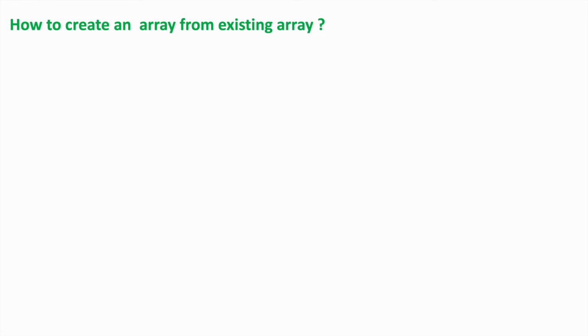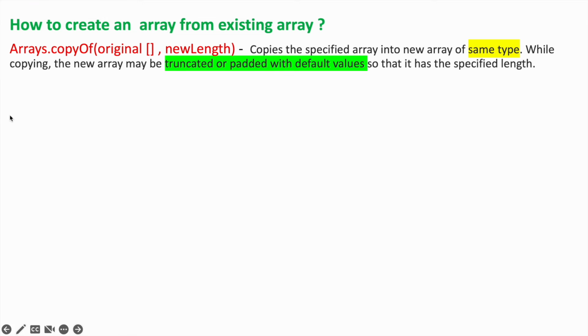So if anybody asks how can you create a new array from an existing array, we can say by using these two methods. In the Arrays.copyOf method, the first argument will be the original array, whatever the existing array, and the second argument will be the size of the new array, the array object you want to create with the size you are specifying. What this method does is copy the specified array into a new array of the same type. While copying, the new array may be truncated or padded with default values so that it has the specified length.